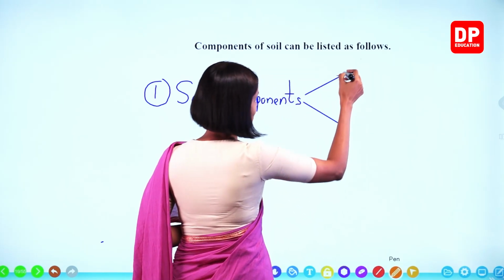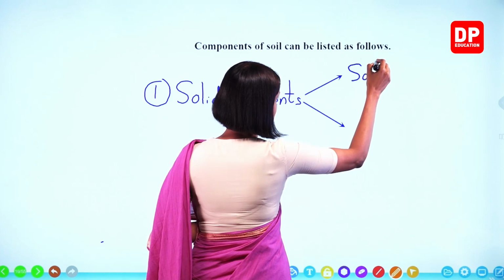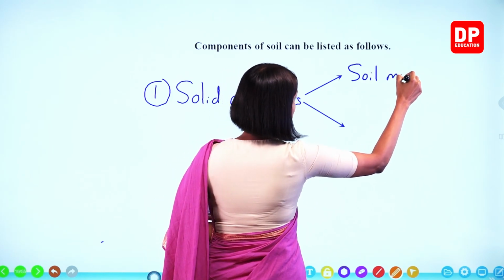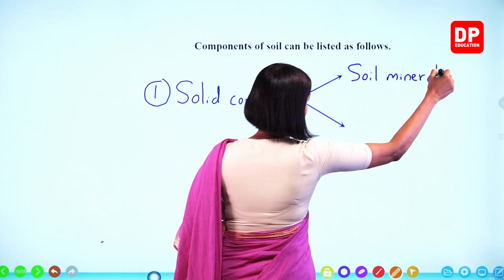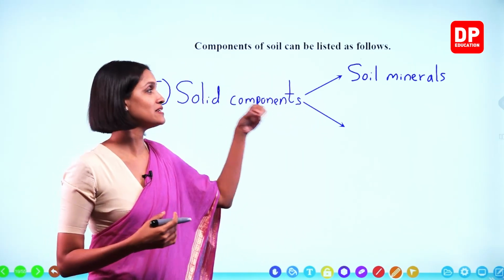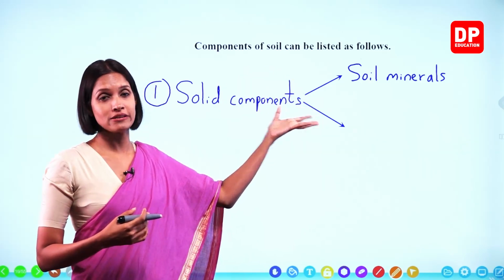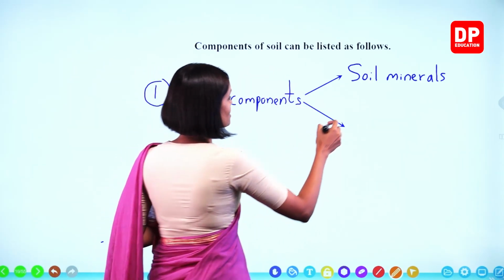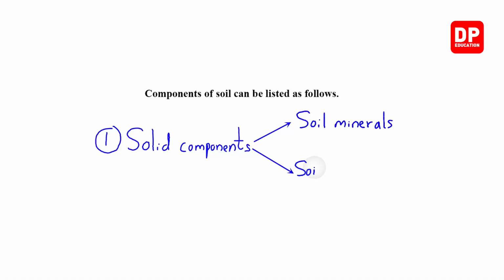So, what are these two parts? We can divide them as soil minerals. Now, you already know what soil minerals are, based on the mineral particles. Sand, silt and clay are considered the main soil minerals. Soil minerals and soil organic matter.